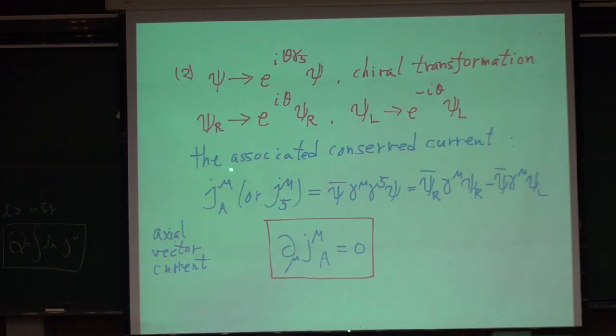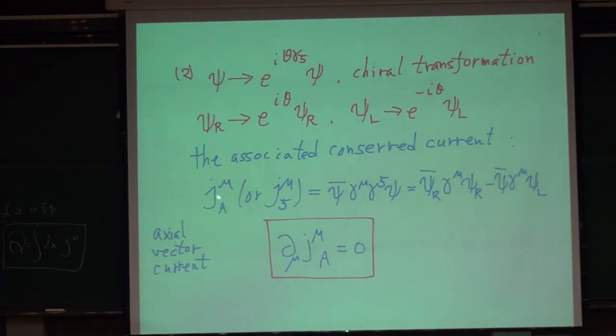And you can see that if the Lagrangian contains a mass term, then it will not be invariant under this transformation, because the mass term mixes left and right, and since they do not transform the same way, this term will not be invariant. Now, without such a term, the theory is invariant under chiral transformation. The associated conserved current is the so-called axial vector current. The terminology is from high-energy physics. Let's not worry about this.